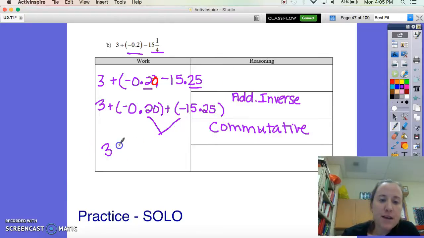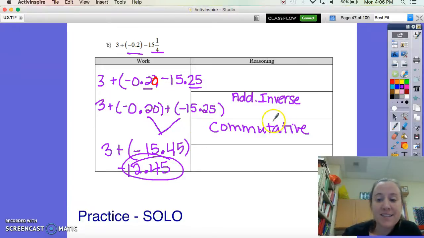So I have 3 plus, and these are like numbers. They're both negative. So my rule is I'm going to add them together and keep their sign. So when I add them together, I get -15 and 45/100ths. And now I have different signs, so I subtract the 2, and I end up with negative, because this number is further from 0 and it's negative. I end up with -12 and 45/100ths.